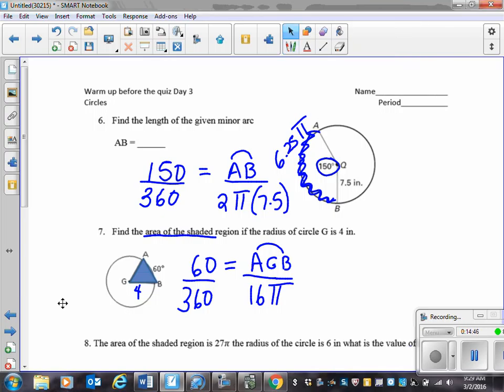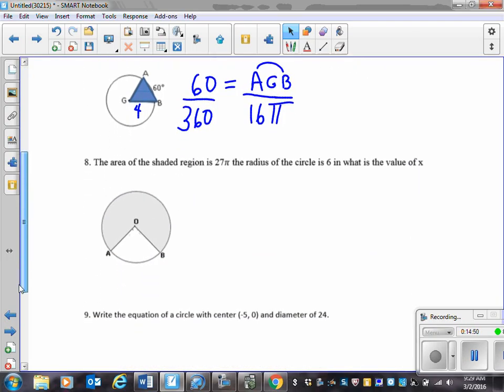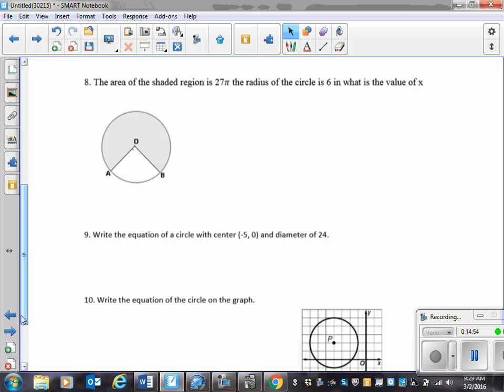Number 8 is a very tricky one, so I probably will do the whole thing. And there's a question just like this, of course, with a different number. So you have to be very careful. It says the area of the shaded region is given to be 27 pi. The radius of the circle is given to be 6 inches. And this is where your x should be. That's what they're looking for. What is the value of x?